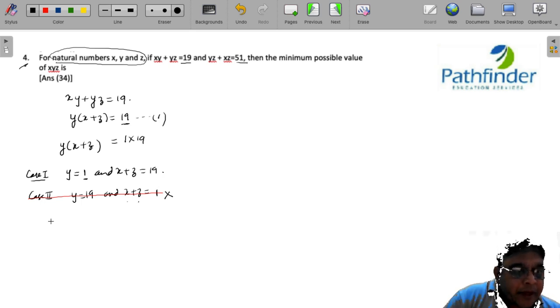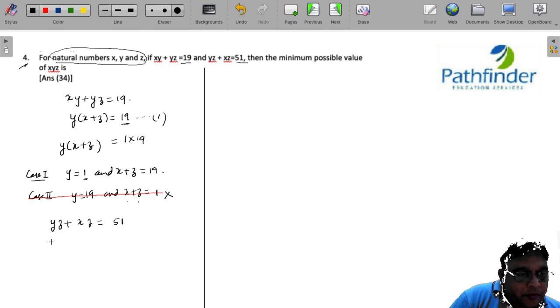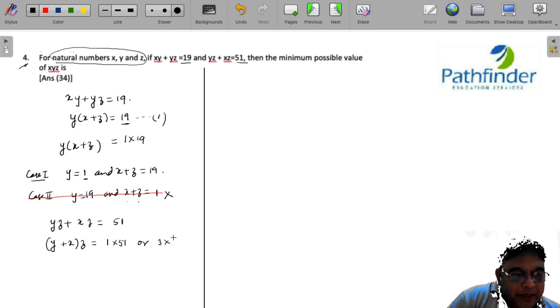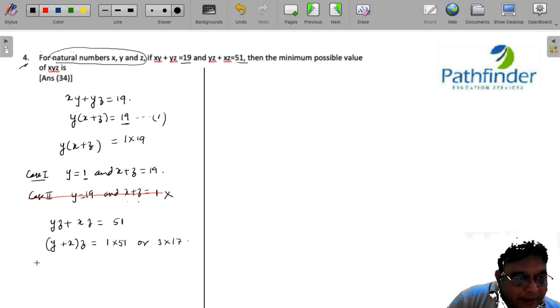Next, we have yz plus xz is equal to 51. And again, there will be a certain number of cases here. So we have (y plus x) into z as 51. I can write 51 as 1 into 51 or 3 into 17. Now suppose (y plus x) into z is equal to 1 into 51. So z will be equal to 1 and y plus x is equal to 51.